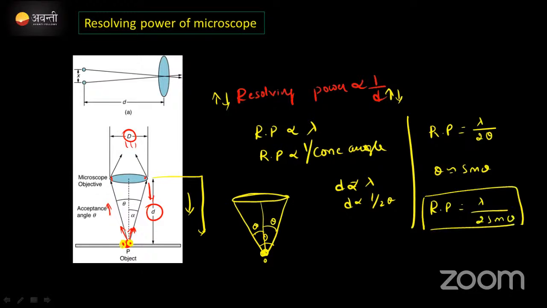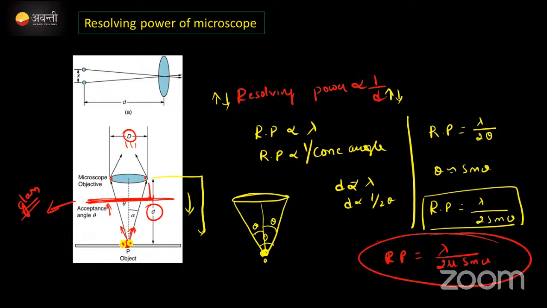Okay, what if you're going to introduce any medium in between them? In between them here, if you're going to introduce any glass medium or water medium, means refractive index आता है. उस समय में क्या करना है? Again, resolving power will be equal to lambda by 2 times mu sin theta. Mu को multiply करना है optical part को. Clear? Clear.